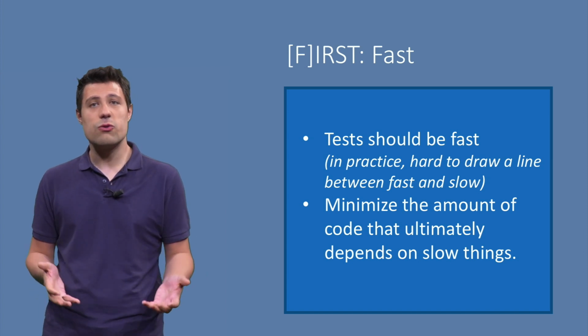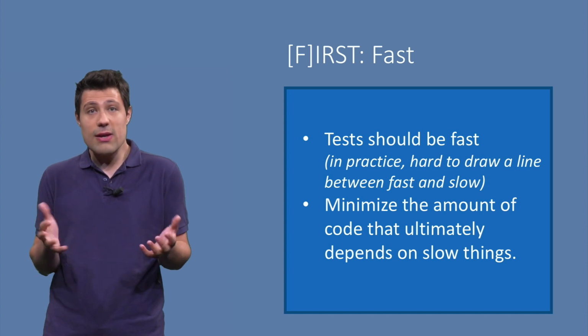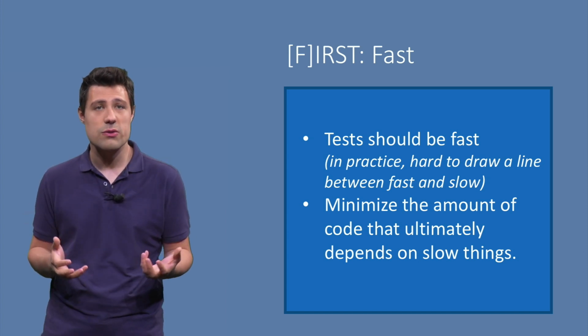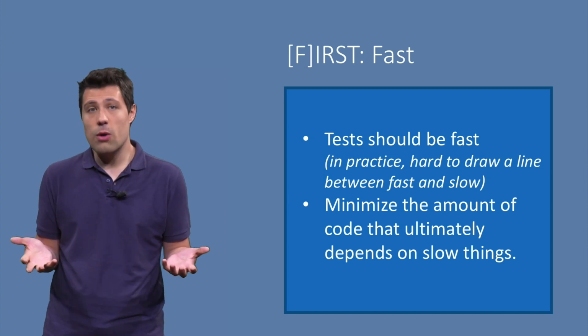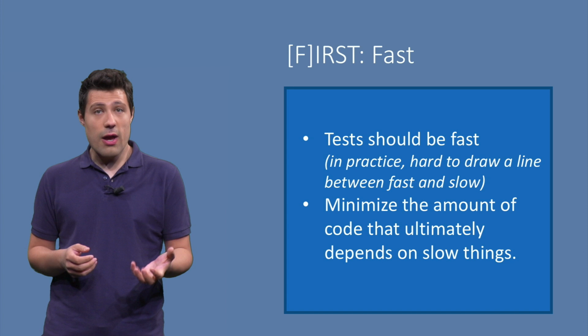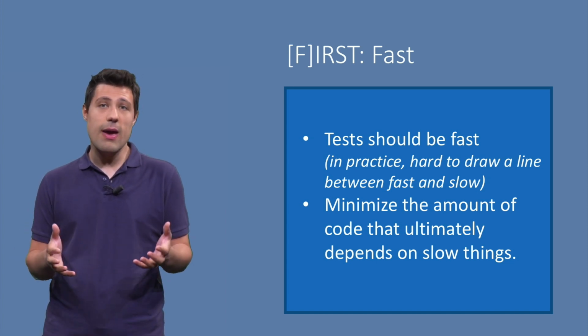So in practice, what we try to do to have a fast test is to try to minimize the amount of dependencies on slow things. And we've actually studied a way to do this, which was mock objects. So whenever you're writing a test, make sure that this test is fast enough so that it gives you feedback in a fast way.